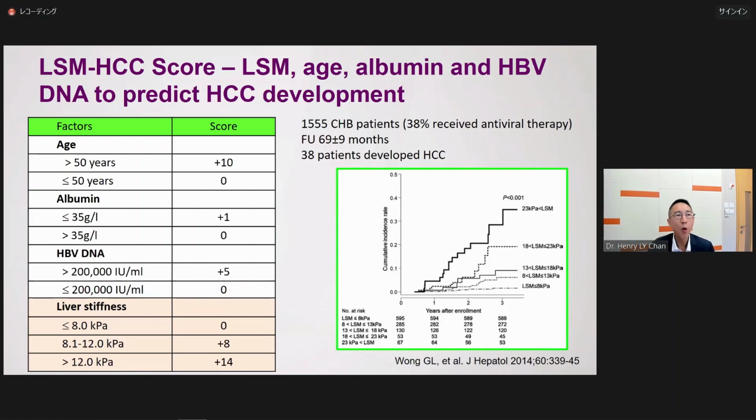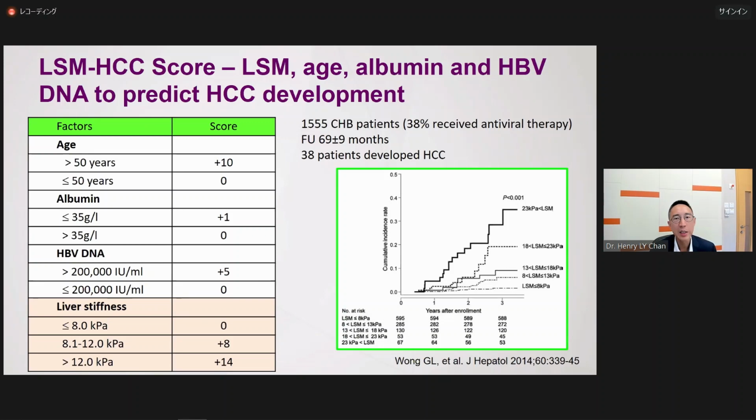Now, in view of the importance of liver stiffness measurement for HCC risk score, I worked with my colleagues about 10 years ago to modify the CU-HCC score into an LSM-HCC score. In other words, we kept the old factors like age, albumin, and HBV DNA, but we took away liver cirrhosis and replaced it with liver stiffness measurement.